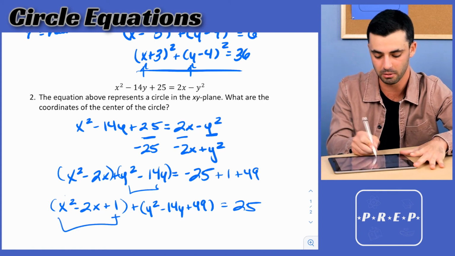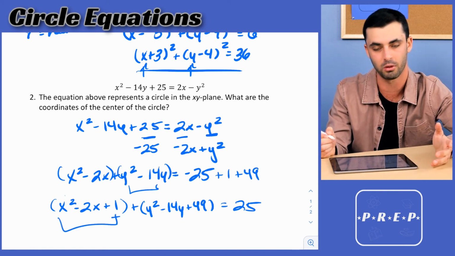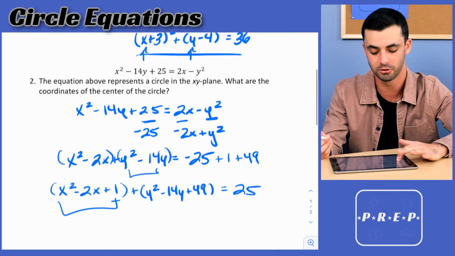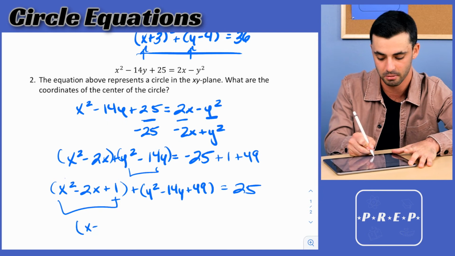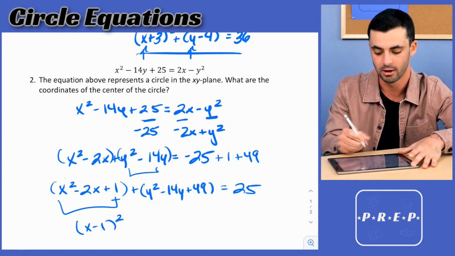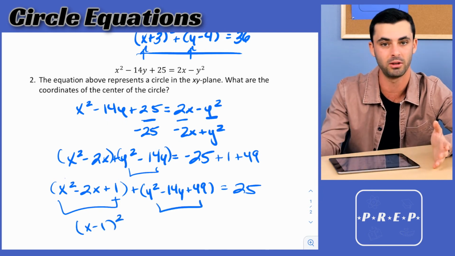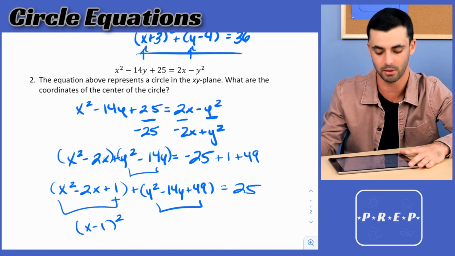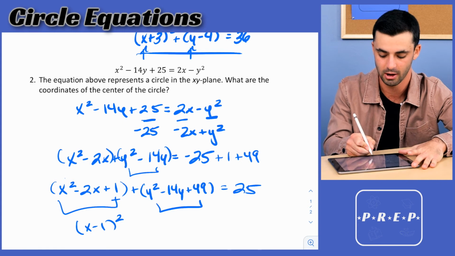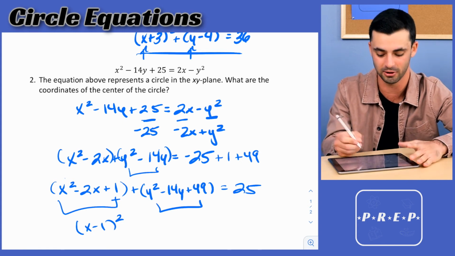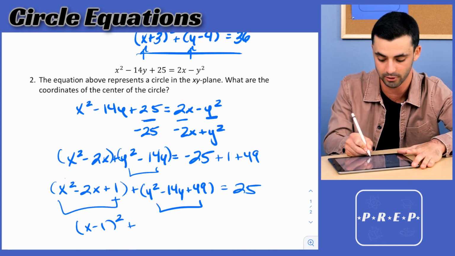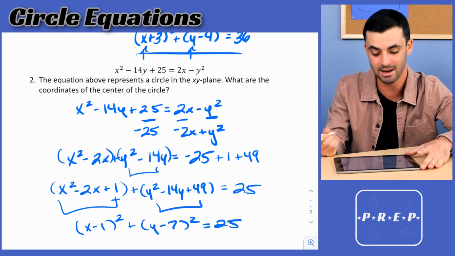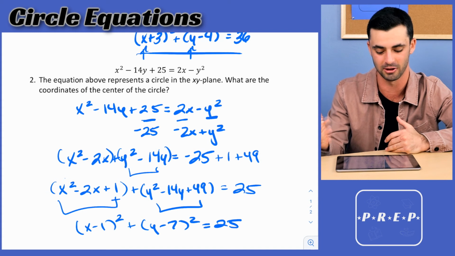Now, you should be able to recognize that x squared minus 2x plus 1 can be factored into x minus 1 times x minus 1. So we can rewrite that as x minus 1 squared. Similarly, y squared minus 14y plus 49 can be rewritten as y minus 7 times y minus 7, or y minus 7 squared. So here we can rewrite our equation as x minus 1 squared plus y minus 7 squared equals 25. And now this looks a lot like the equation of a circle.